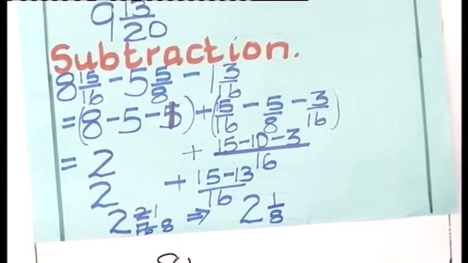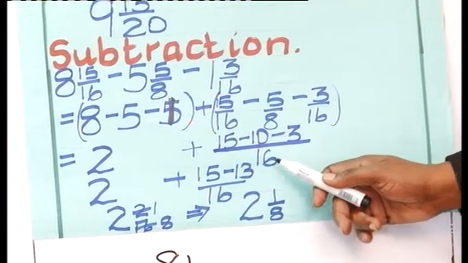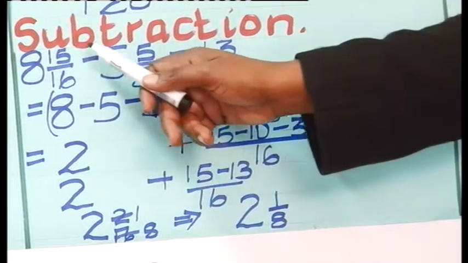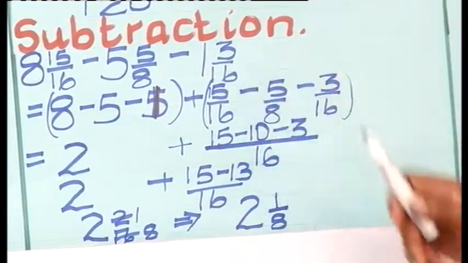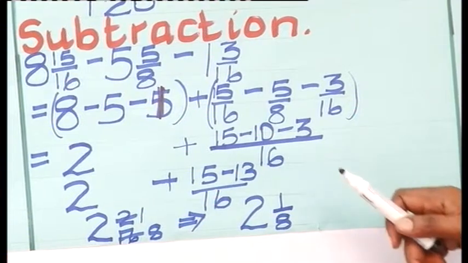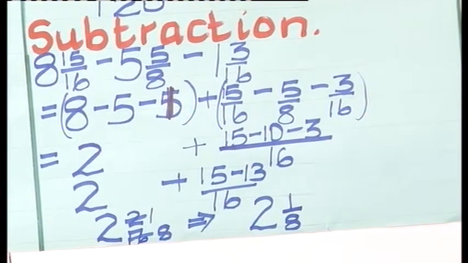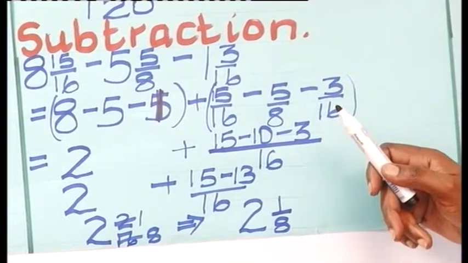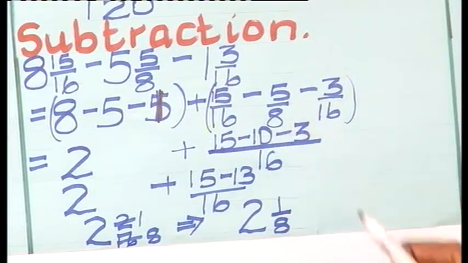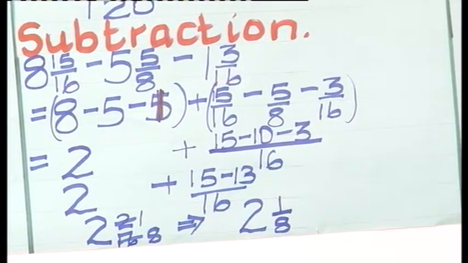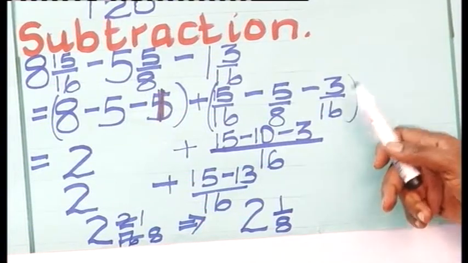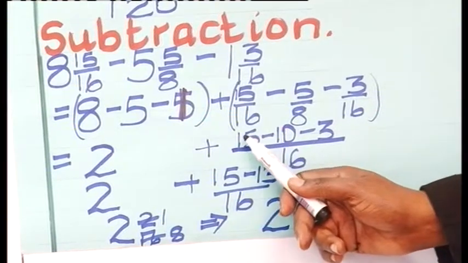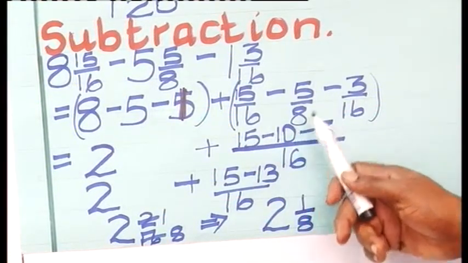Then just like we did with addition, you get the 16 that you've gotten as an LCM, then you divide by 16, you get 1, then you multiply by the numerator, and you get 15. Then you get your 16, divide by the second denominator, and you get 2, then you multiply by the numerator, which is 5, you get 10. Then you get your 16, divide by 16, and you get 1, then you multiply by 3 and get 3. Then you take away 15 minus 10 minus 3.